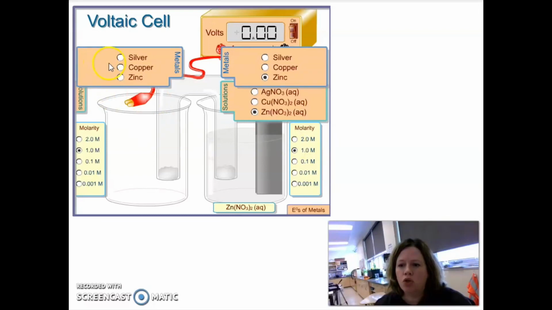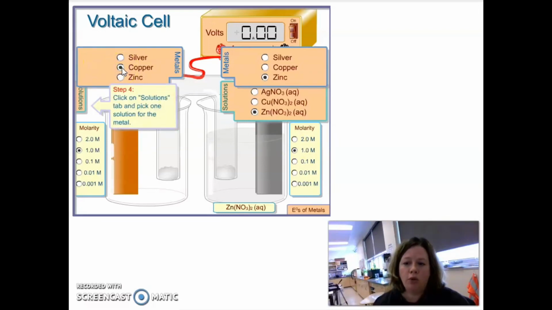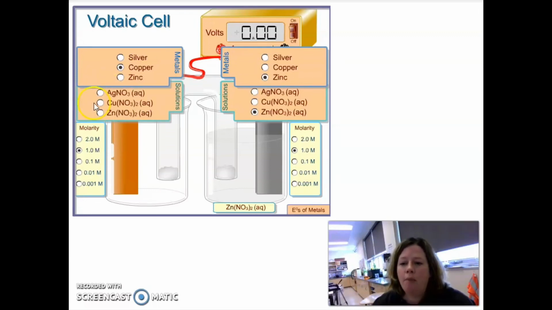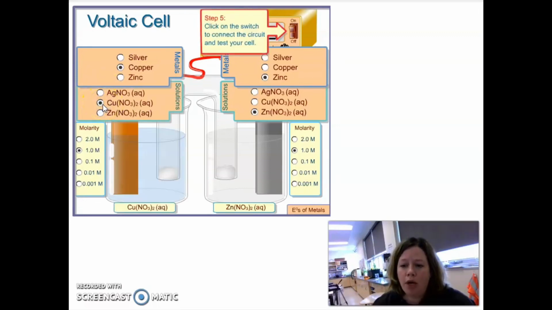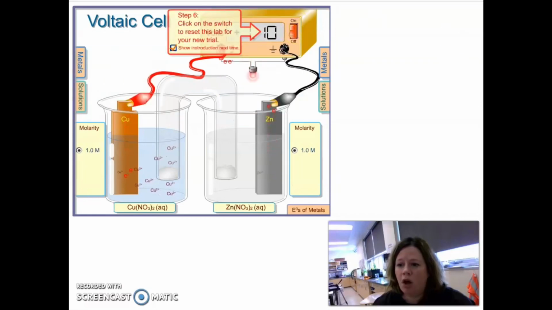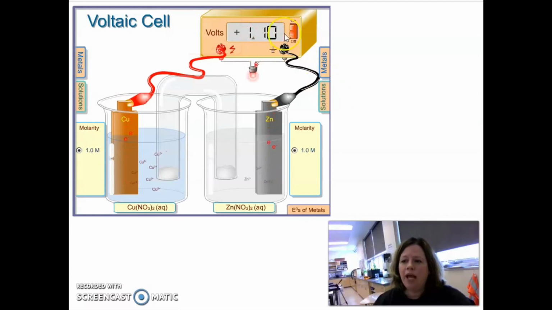I'm going to choose a copper electrode. So I have to have two different metals, and because I have a copper electrode, I'm going to choose copper nitrate as my solution, and I'm going to keep that here at 1 molar. So I'm going to come over here and I'm going to turn this on, and what you will start to see is that we have a voltage running up here.